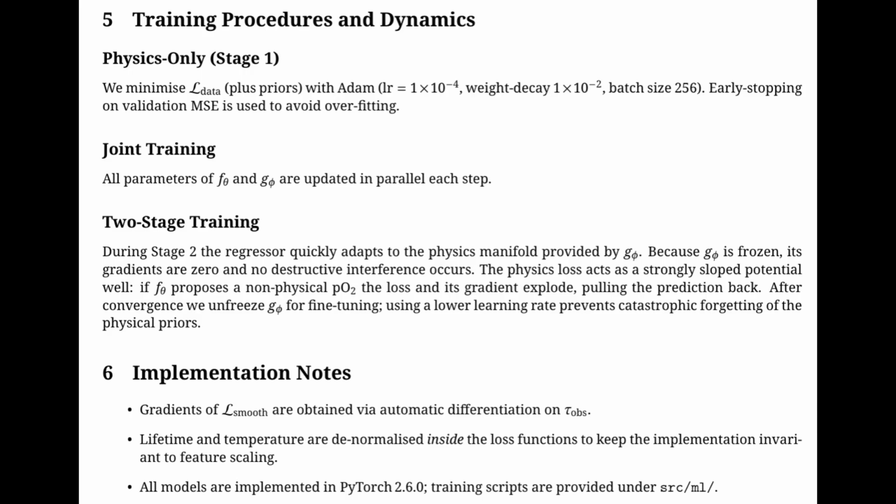After freezing G5, I trained the regressor F data on the same dataset. I added a physics loss that penalizes deviations between its predictions and the lifetime ratios calculated by G5. This helped constrain the regressor to remain on the physically plausible manifold. After convergence, I optionally unfreeze G5 at a lower learning rate for joint fine-tuning, maybe in the last 10% of the epochs.